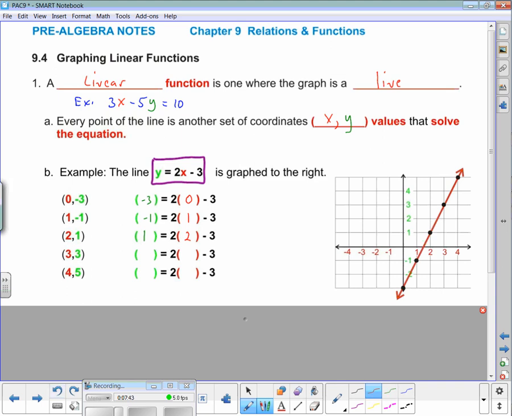Guy 3, stick him in there. 2 times 3 is 6. 6 minus 3 is 3. And we got guy 3 dating girl 3. Another match made in heaven. And that's that point right there. And the last guy I have here is guy 4. 2 times 4 is 8. 8 minus 3 is 5. And guy 4 is dating girl 5. And that's that last point right there.